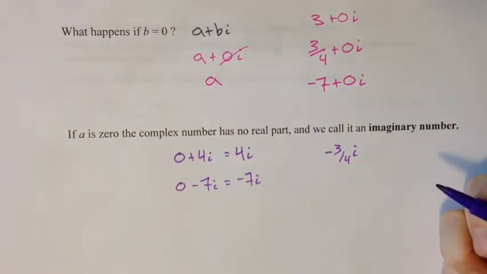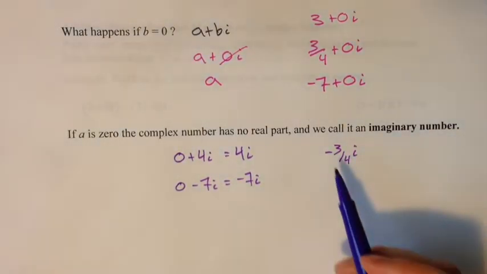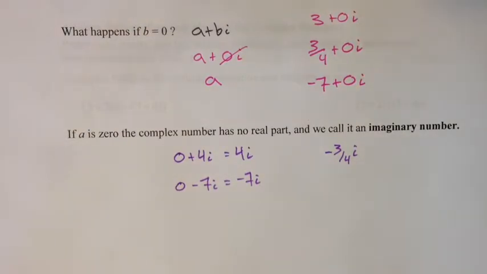-3/4 i, an imaginary number, and so on. Anything that doesn't have a real part is an imaginary number. And all of these numbers together, the ones that have real parts and imaginary parts, or just real parts or just imaginary parts, all of those numbers together are called the complex numbers.